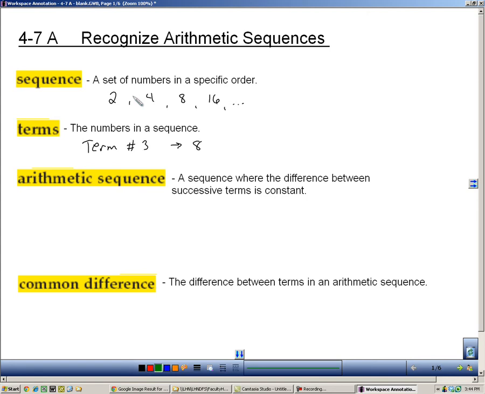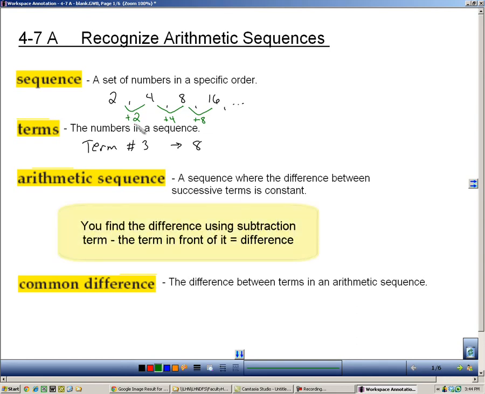Let's go back up to this one up here. If I were to say, how do you get from 2 to 4? You might say something like, you would add 2. But then if I were to say, how do you get from 4 to 8? You would add 4. And how do I get from 8 to 16? You would add 8. So looking at that, the difference between each number is different.